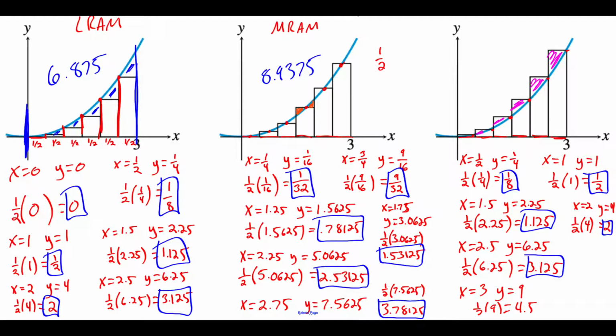And one more time, I'm going to take all of those individual areas and add them all together using my calculator. And that's going to give me an area of 11.375.